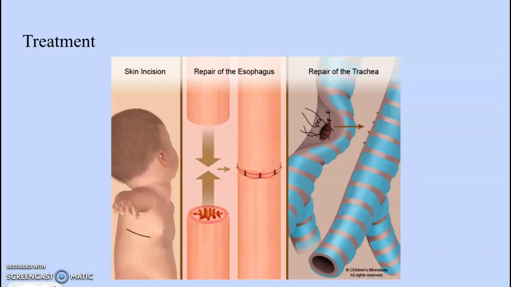The only treatment for EA is surgical correction. Surgery occurs after birth to connect the trachea and esophagus to their respective locations. This will correct the birth defect and allow the baby to eat and breathe normally. So as you can see, the doctor will make an incision under the side of the armpit, connect the esophagus, and connect the trachea if the esophagus is connected.